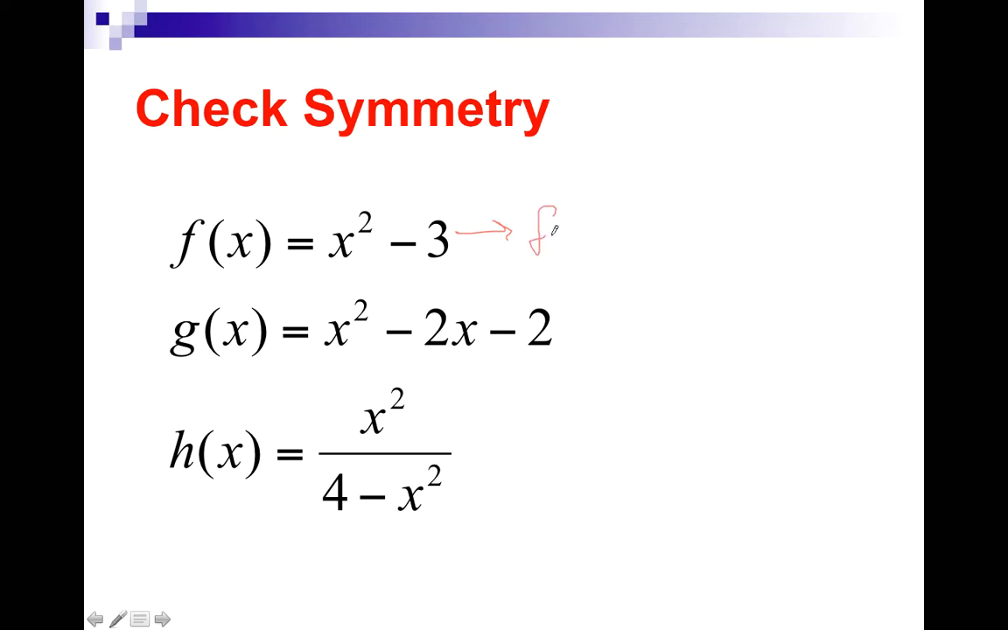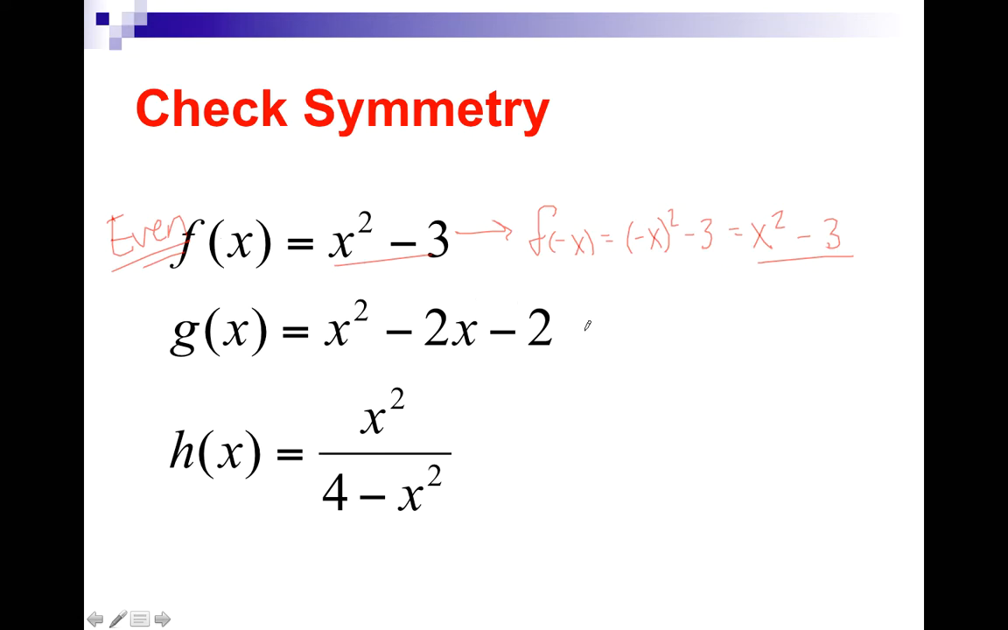If I was to plug in the negative x. So let's do that. Plugging in negative x squared minus 3, I get negative squared is positive minus 3, and that's exactly the same equation as I started with. And since that is the case, this is an even function.